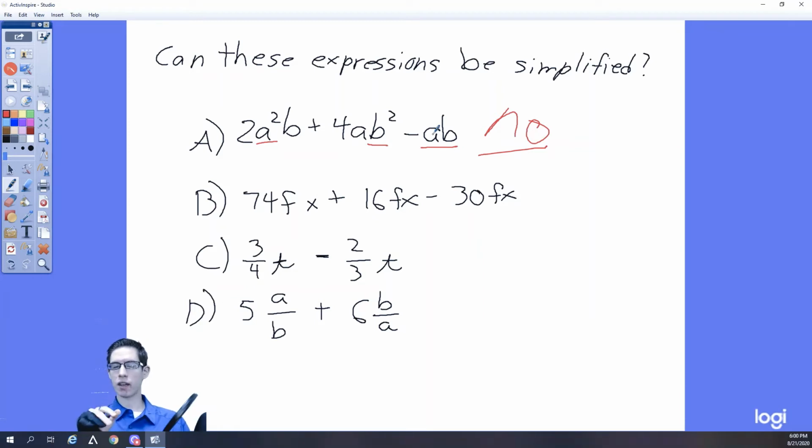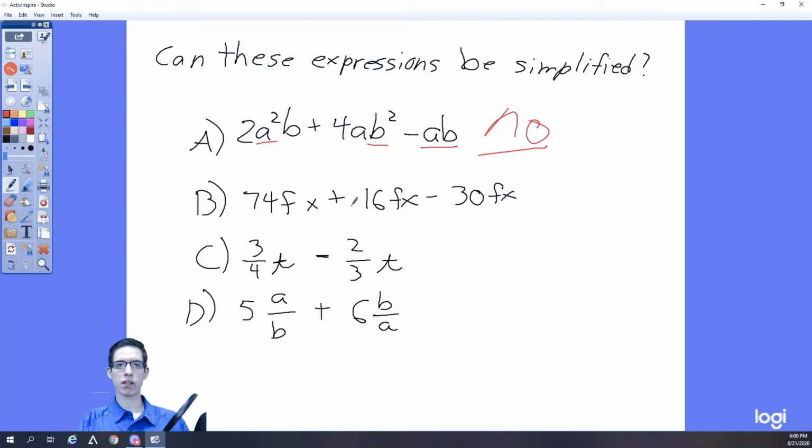And because of that, because the variables don't match perfectly, we aren't allowed to simplify by adding these terms together. We can't add those coefficients. We're not allowed to do that. Mathematically, if the variable counts don't match, we're not allowed to add terms. Okay? What about letter B?